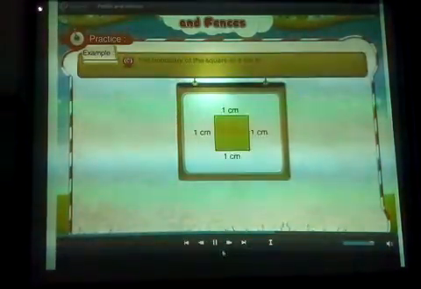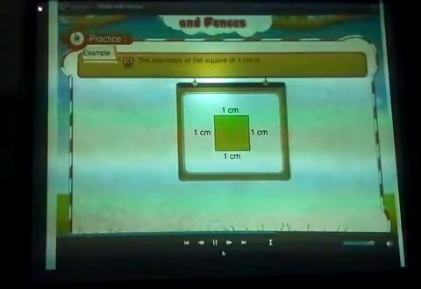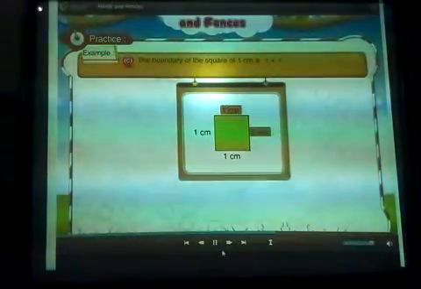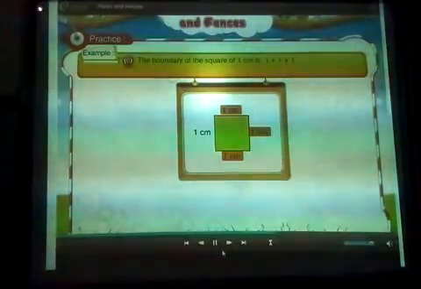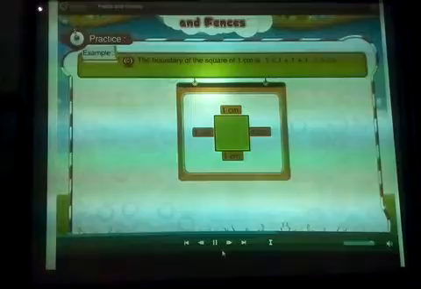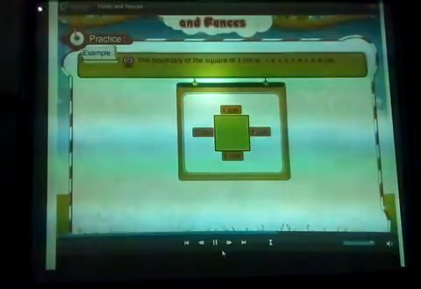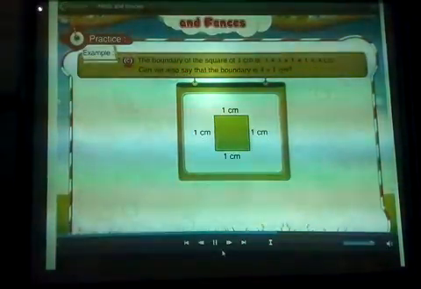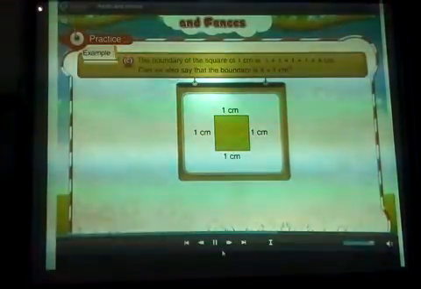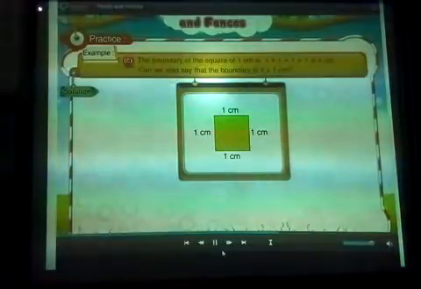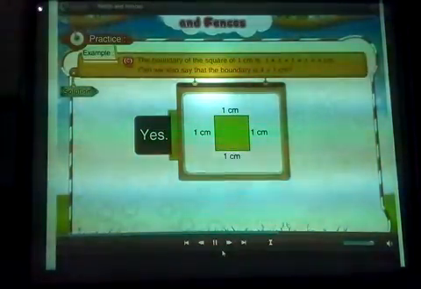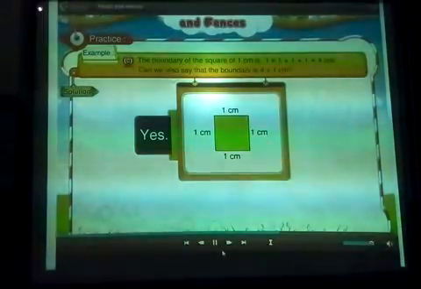C. The boundary of the square of 1 centimeter is 1 centimeter plus 1 centimeter plus 1 centimeter plus 1 centimeter. That is equal to 4 centimeter. Can we also say that the boundary is 4 into 1 centimeter? Solution. Yes, it is 4 into 1 centimeter.